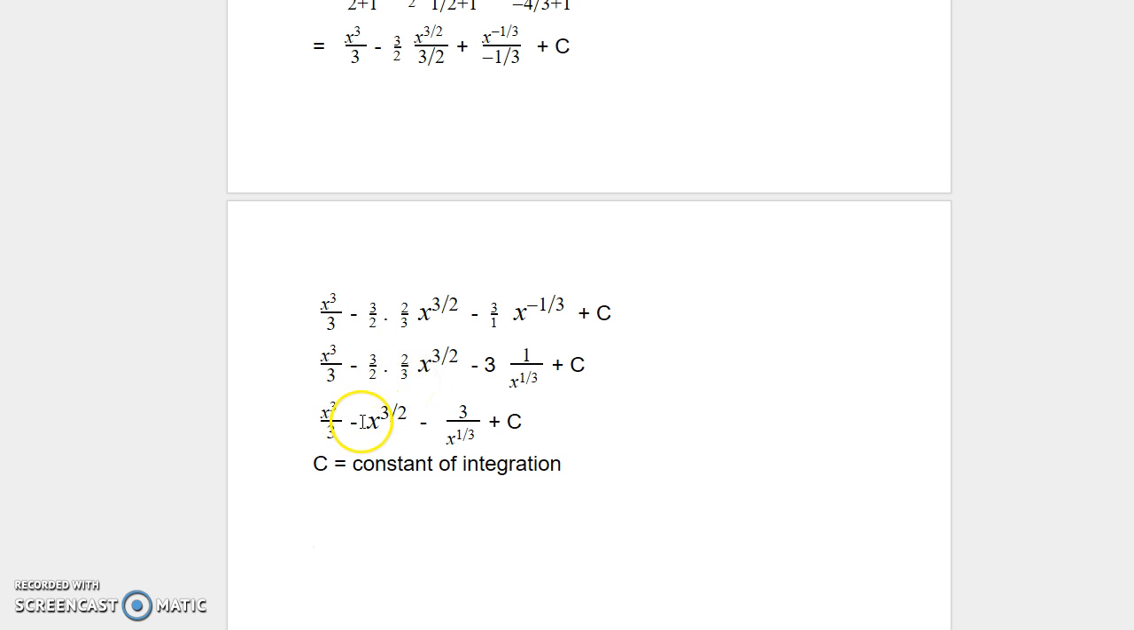6 divided by 6 is equal to 1. So we did not write the 1. So 1s are implied. The coefficient 1 is implied. So we're not going to write that.